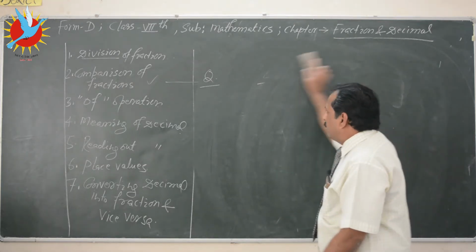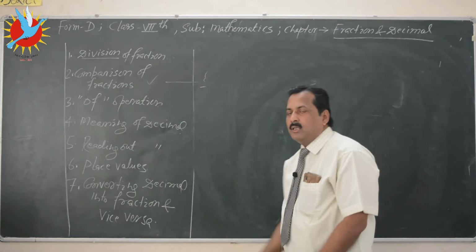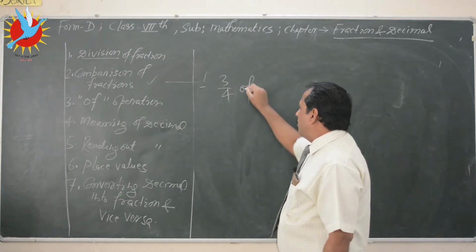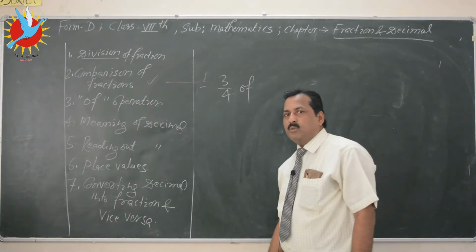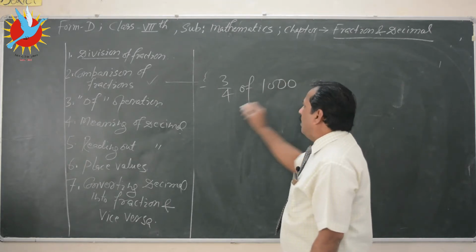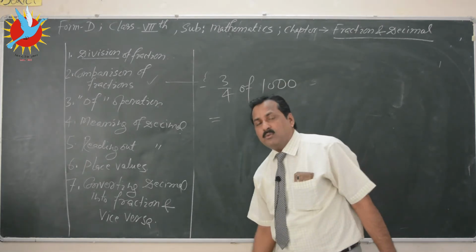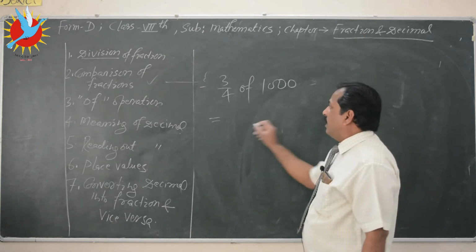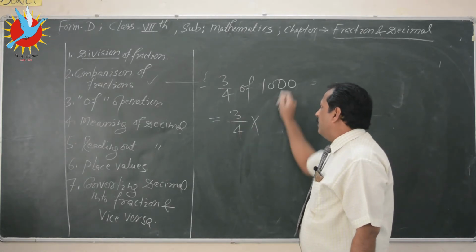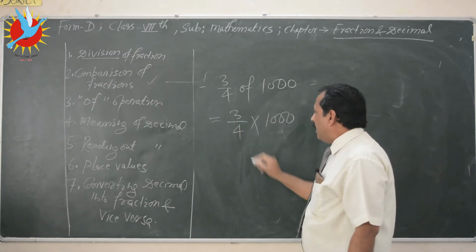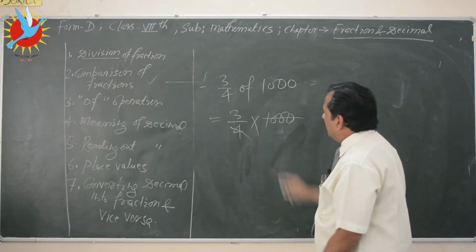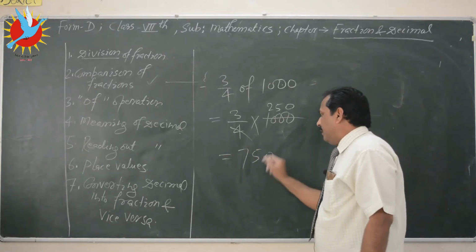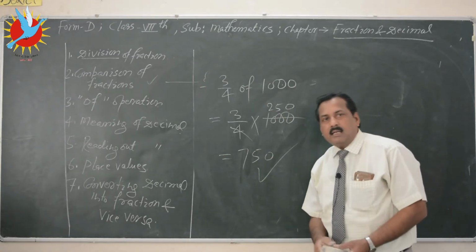For an example, suppose your friend got 3 by 4 of total marks. So 3 by 4 of total marks, suppose it is 1000. He said that I have got 3 by 4 of total marks. So what is the meaning of this? 3 by 4 of 1000, 3 by 4 multiplied by 1000. And again you can cross this, this is 25, this is 250, you can reduce, and that is 750. So 3 by 4 of 1000 is 750.